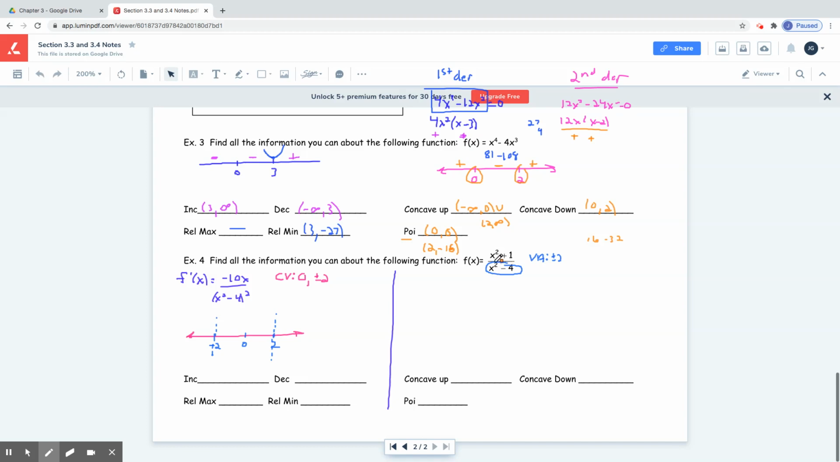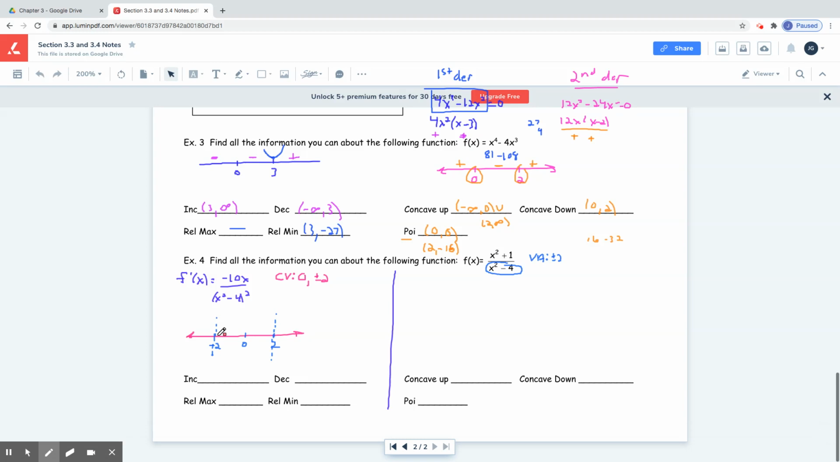So with fractions, if you have a critical value that makes the bottom equal to 0, you have to know that that's an asymptote. All right, so go ahead and plug those in and see if you can figure out where it's increasing, decreasing, and what the relative max and the relative min are.